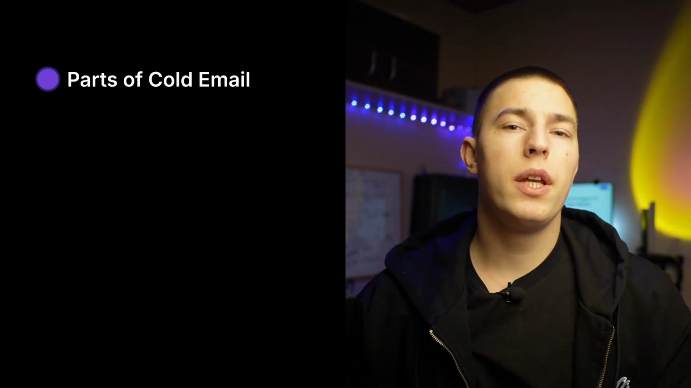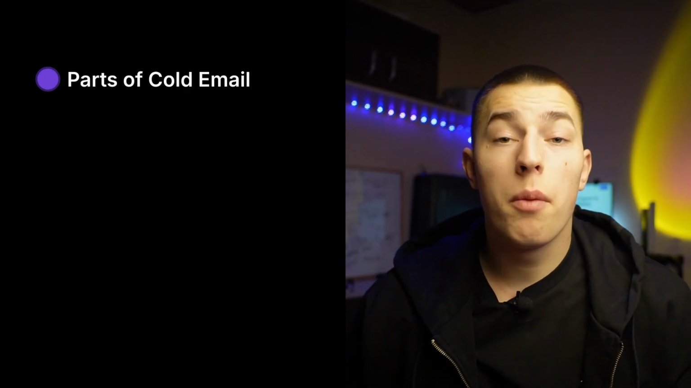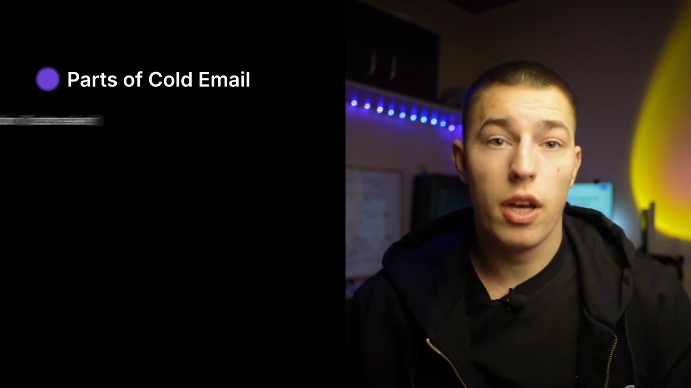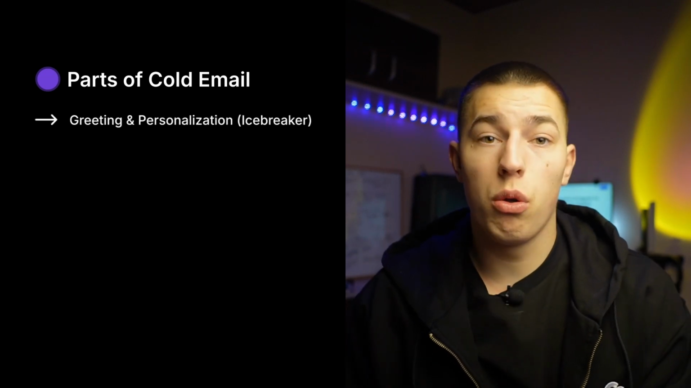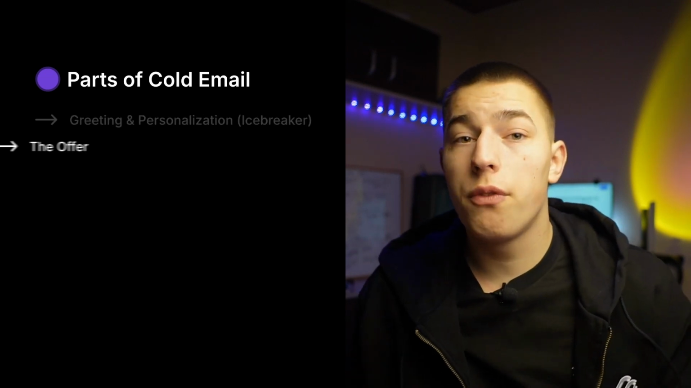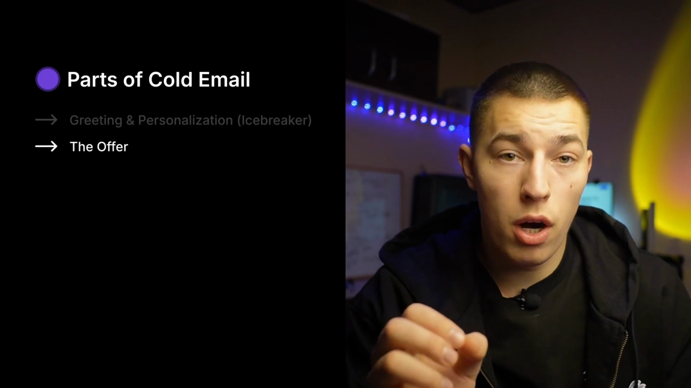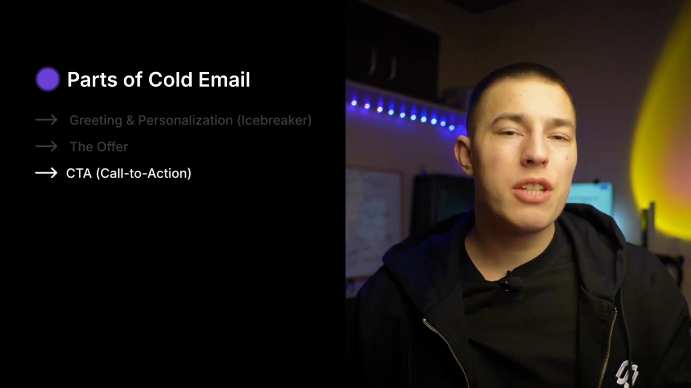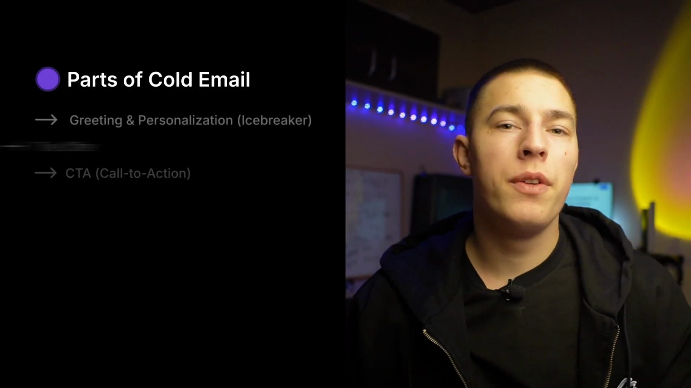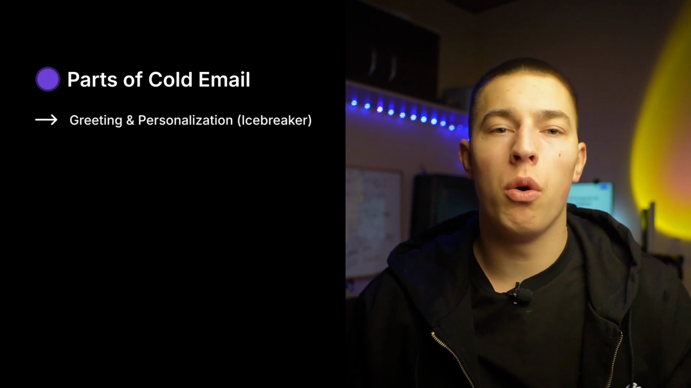Your cold email is made up of a lot of little parts that are made up of even smaller parts. You have a greeting, a personalization part that's also called an icebreaker. You then have an offer that itself is made up of a couple parts. And then you have a CTA. Let's work our way down the list, starting off with the greeting and personalization of the cold email.